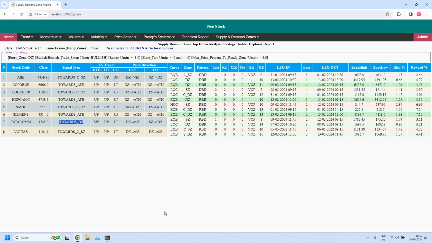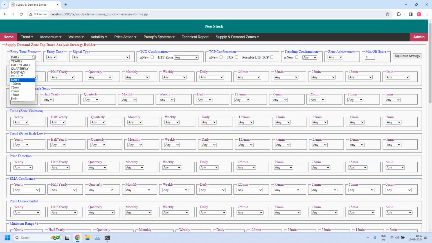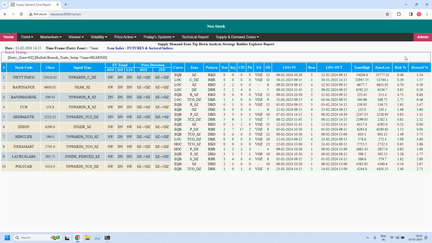And the last report is a bearish trade setup for weekly income trade. So because it is weekly income trade, I am selecting the LTF zone as 75 minutes lower time frame zone. And the type should be supply zone because it is bearish trade setup. And bullish or bearish trade setup at 75 minutes, I am selecting bearish. Now let us generate the report. These 10 stocks are filtered.